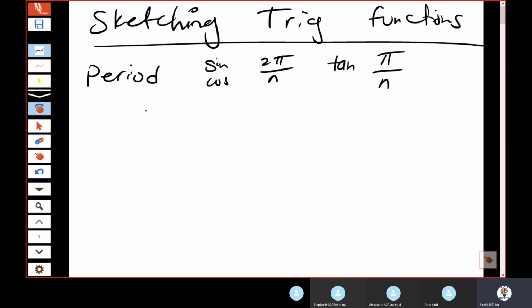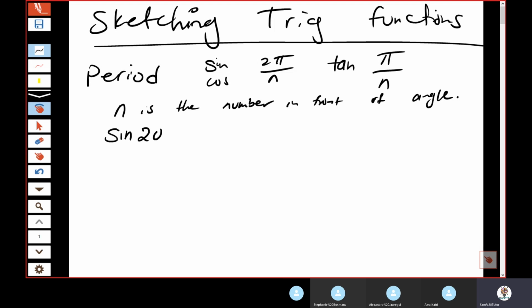What is n? N is the number in front of your angle. So if I said sine 2 theta, n equals 2. If I said sine 3 theta minus pi on 2, your n is still 3.